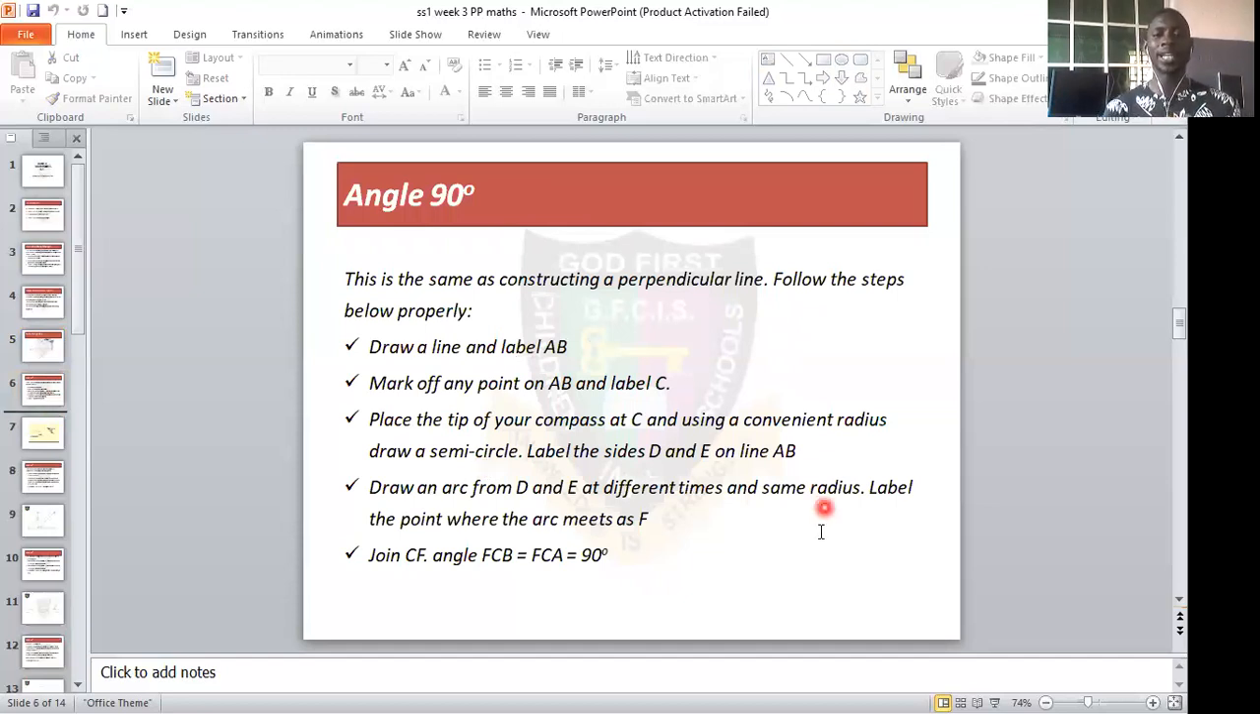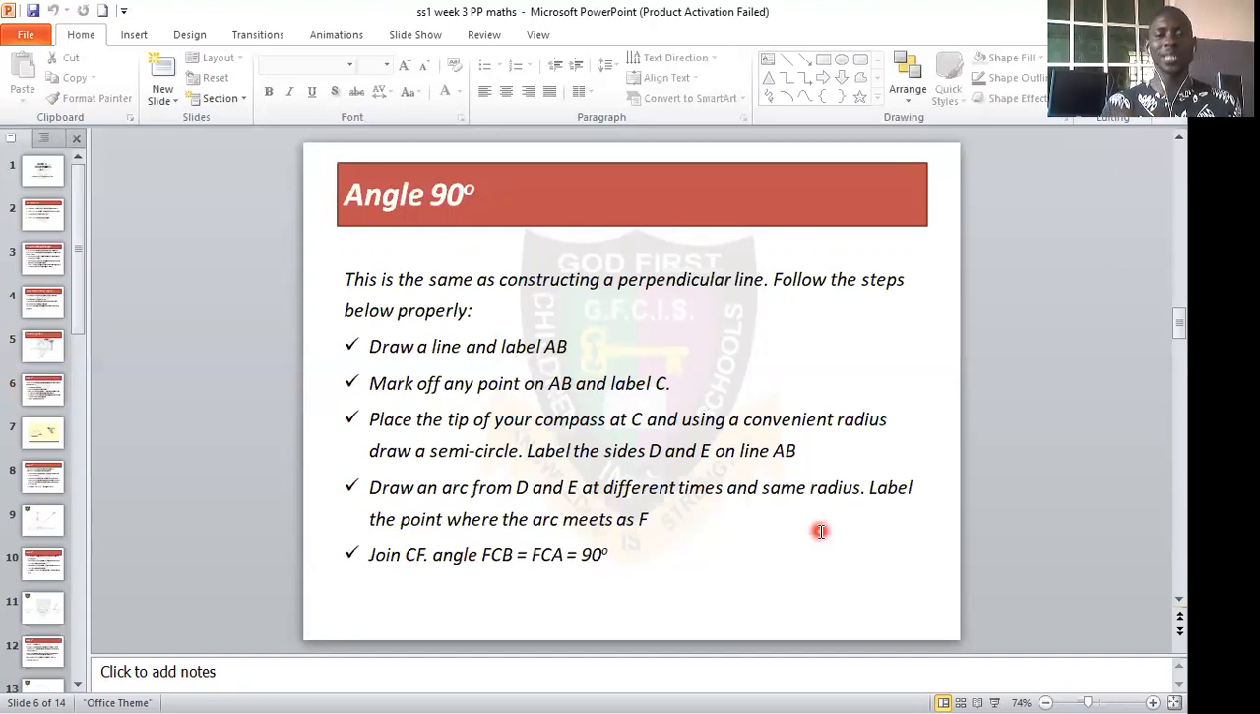So draw a line AB. Number one, mark off any point on the line AB. Pin your compass on the point on the line AB and label it C, the point where you place your compass.